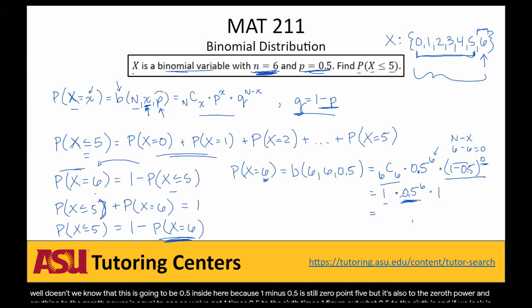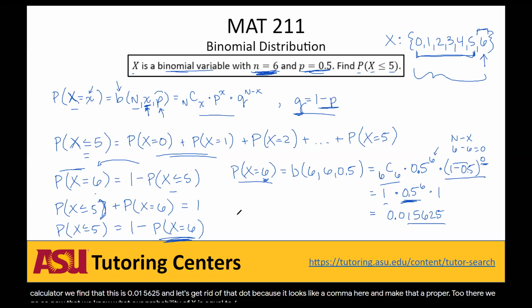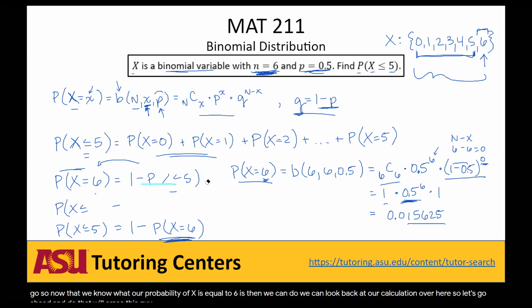And if we look in our calculator, we find that this is 0.015625. And let's get rid of that dot because it looks like a comma here, and make that a proper dot too. There we go. So now that we know what our probability of x equal to 6 is, we can look back at our calculation over here. So let's go ahead and do that. We'll erase this guy because we don't really need him anymore.